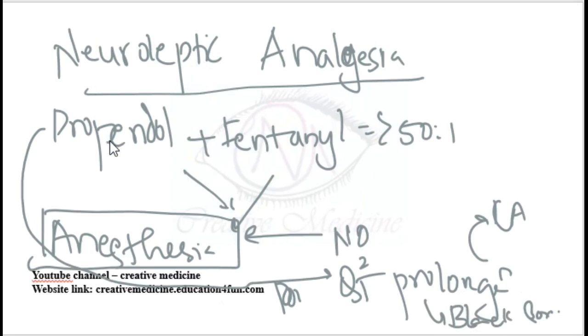For neuroleptic analgesia, droperidol and fentanyl are used in the ratio of 50 is to 1. Neuroleptic anesthesia is droperidol, fentanyl and nitrous oxide together. This droperidol will cause QT prolongation resulting in torsades de pointes, which causes cardiac arrest. So droperidol comes with a black box warning.